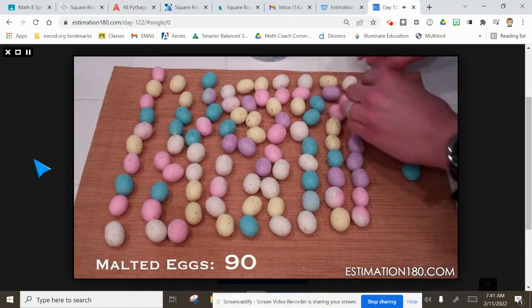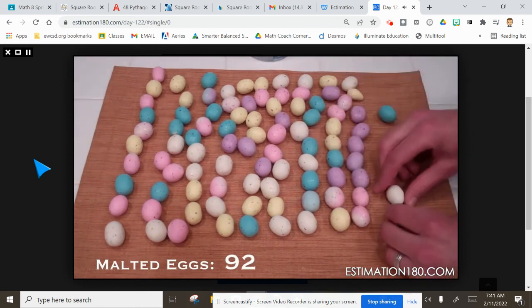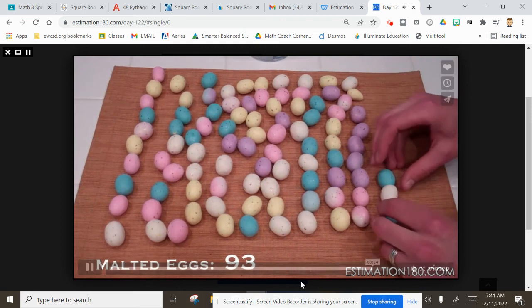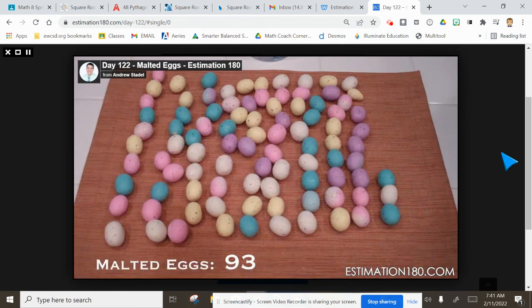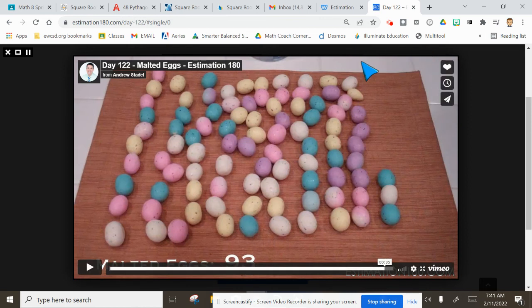All right, so I guessed way too much because my estimation was probably off. Now that I pause this, I could probably assume maybe there wasn't that many layers. Maybe there was only 10 layers, so I could have gone 9 times 10. But go ahead and give me your guess, and that's your warm up for today.